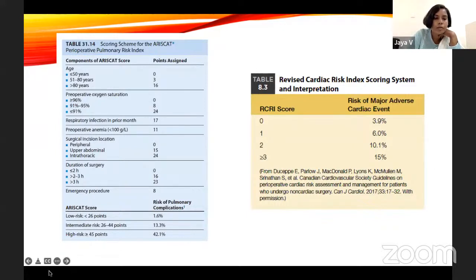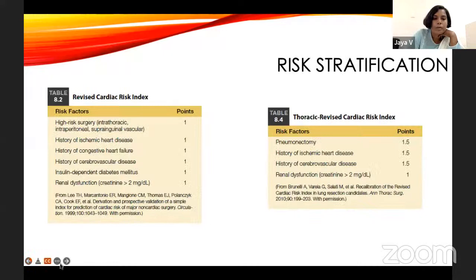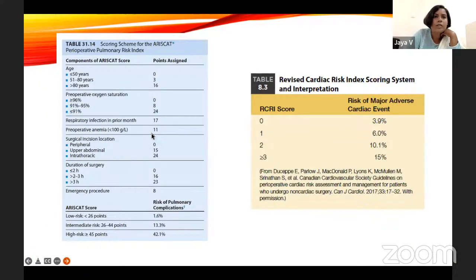Any other score you know for post-operative pulmonary complications? There is another score, ARISCAT. Okay, that depends on the age and preoperative saturation, respiratory infection, preoperative anemia, and duration of the surgery. We can calculate the score and we can calculate what is the expected pulmonary complication. Okay, so we optimize the patient.